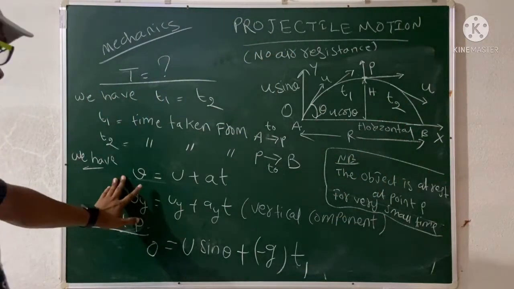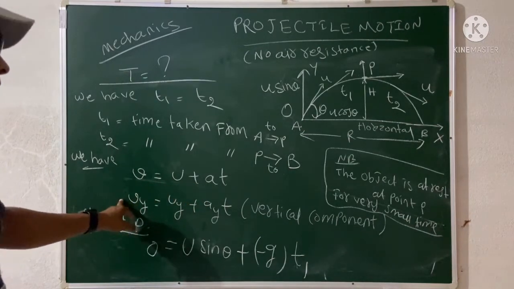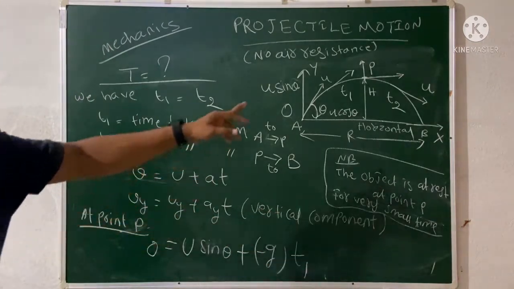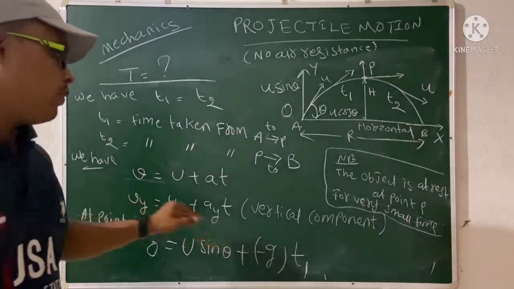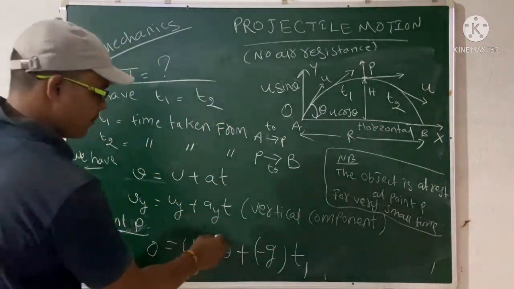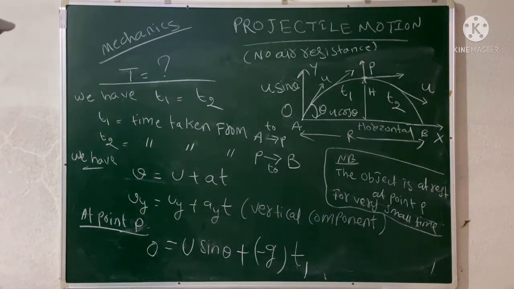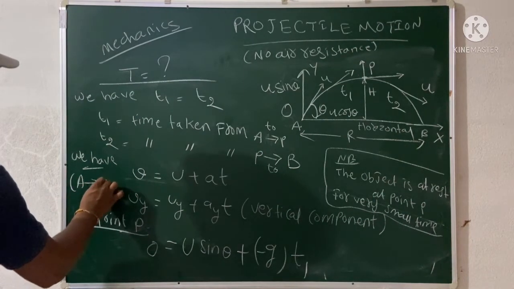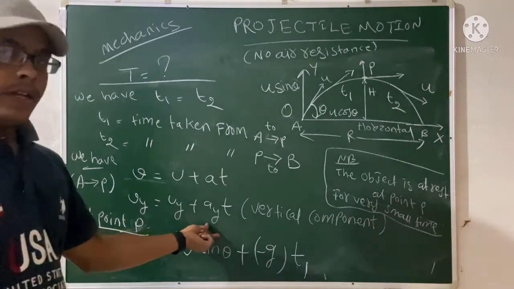So what is V equal to U plus AT? We know this. Then write the vertical component. The vertical axis is y, so Vy equal to Uy plus Ay into T. Actually, this is moving from A to P, and this is the time from A to P. So Vy equal to Uy plus Ay into T1.